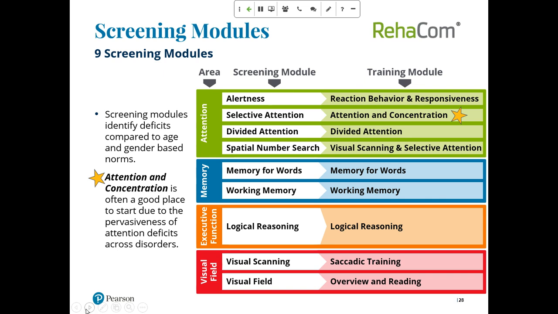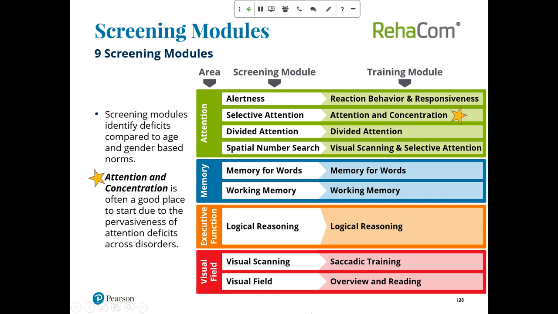In the area of memory, you're looking at words and working memory. And working memory is defined as not just the registration and repetition of auditory or visual input, but rather the ability to problem solve, take into account items that may have had to be held in memory for a short period of time. So it's not just recall, it's using stimuli to actually problem solve. We look at logical reasoning, and then in the visual field, does the person scan? Can they see the entire screen? And as a result, they might require saccadic training, also visual field.